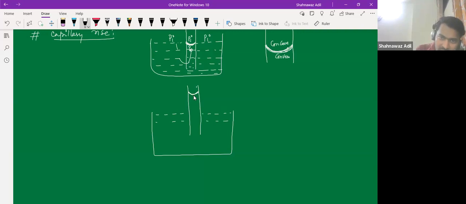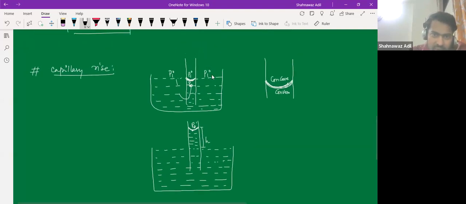Okay. And now let's say this is Po. I'm writing this point Po. Right. And the water has risen up to this height. So is this thing clear, guys, why this has risen? Is this clear?